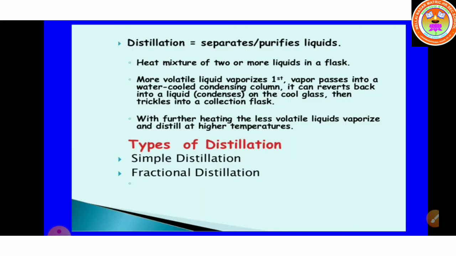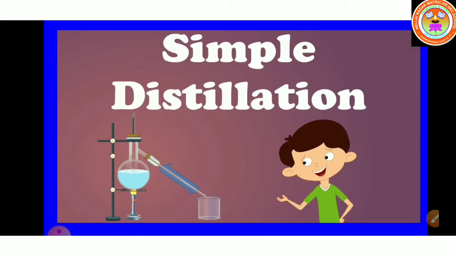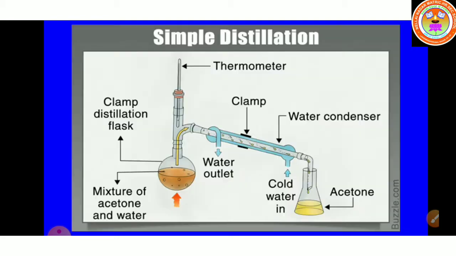Let us see two types of distillation process. They are simple distillation and fractional distillation. Now, let us see the simple distillation process first. This method is used to separate two liquids whose boiling points differ by more than 25 Kelvin.